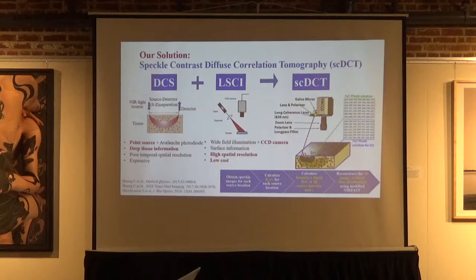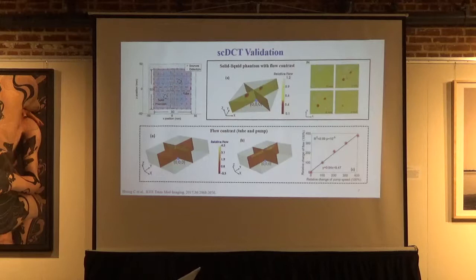For the 8x8, for example, we use an 8x8 centimeter square, we use 6 millimeters to 19 millimeters, and after that we use all of this information and we use the modified NIRFAST, which is a finite element model, to reconstruct the 3D blood flow. We validated this method using a liquid solid phantom. We submerged the solid phantom into the liquid phantom, and our system was able to see that. We also used a tube submerged into the liquid phantom, and we changed the pump speed, and we were able to see that.